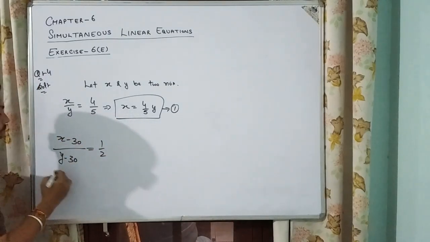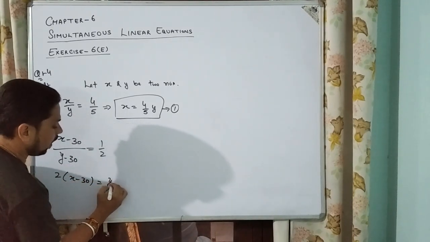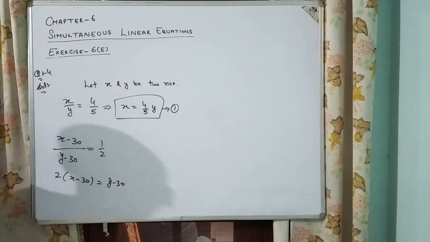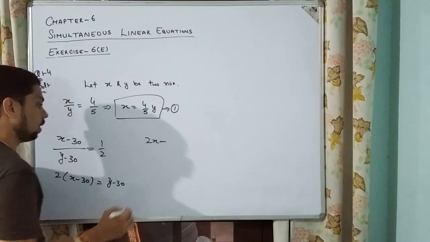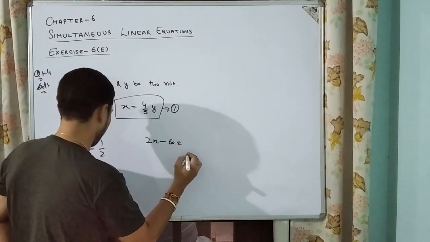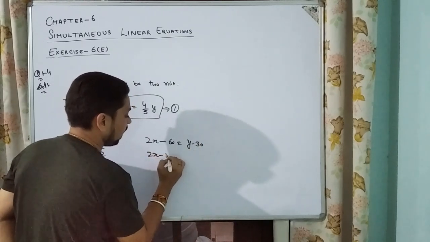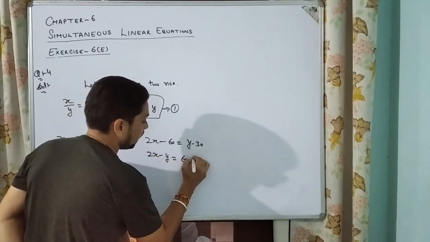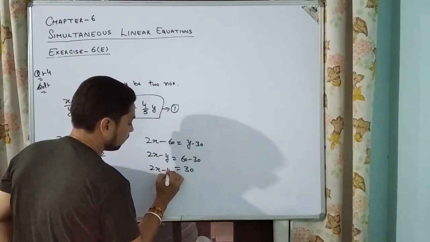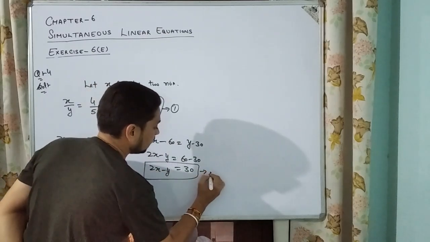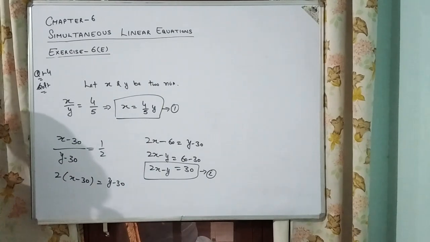So cross multiply it, you will get twice into x minus 30 is equal to y minus 30 here. So it will give you 2x minus 60 is equal to y minus 30. 2x minus y is equal to 60 minus 30, which is ultimately equal to 30. That is 2x minus y. This is the second equation that we have.